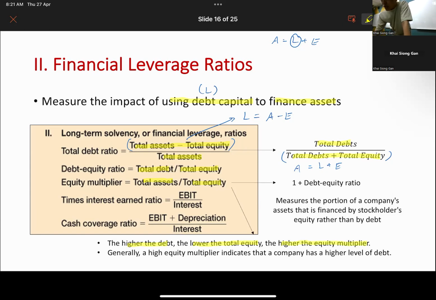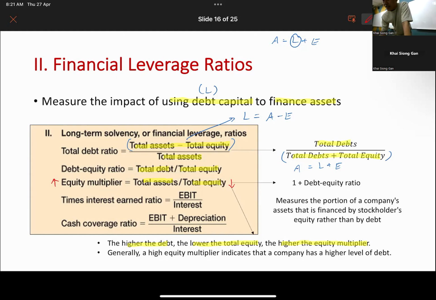That means if you fund your business with debt financing, if you use a lot of loans or bonds, you will not rely so much on equity financing. So the total equity here, as a denominator, will fall. When the denominator falls, the overall answer will increase, because it's a fraction. When the denominator, which is total equity, falls, the overall equity multiplier will increase.